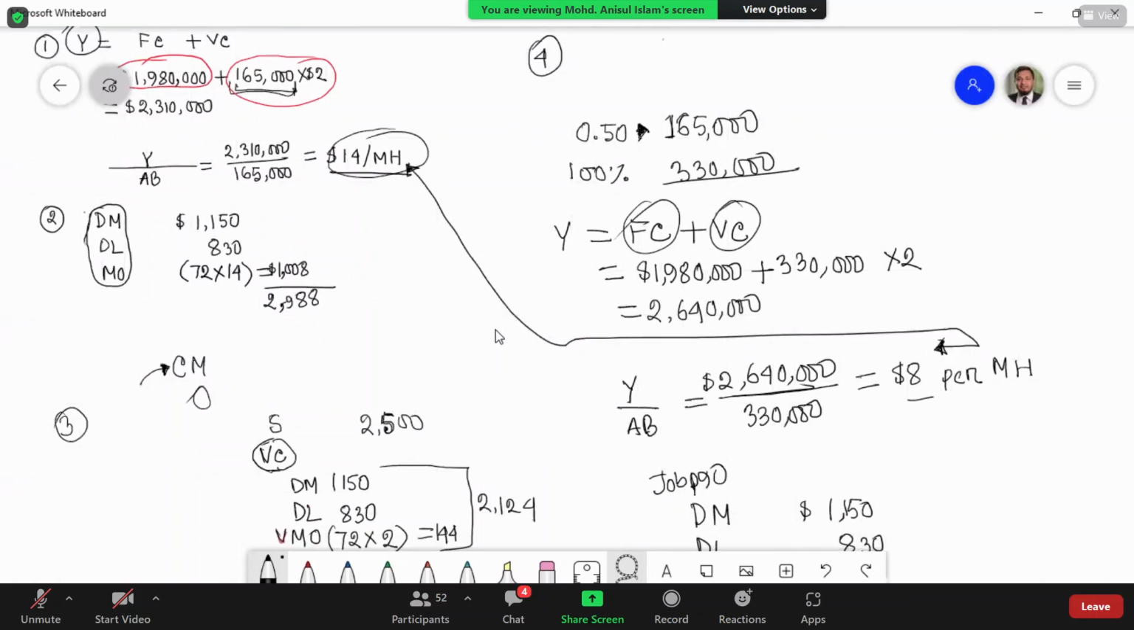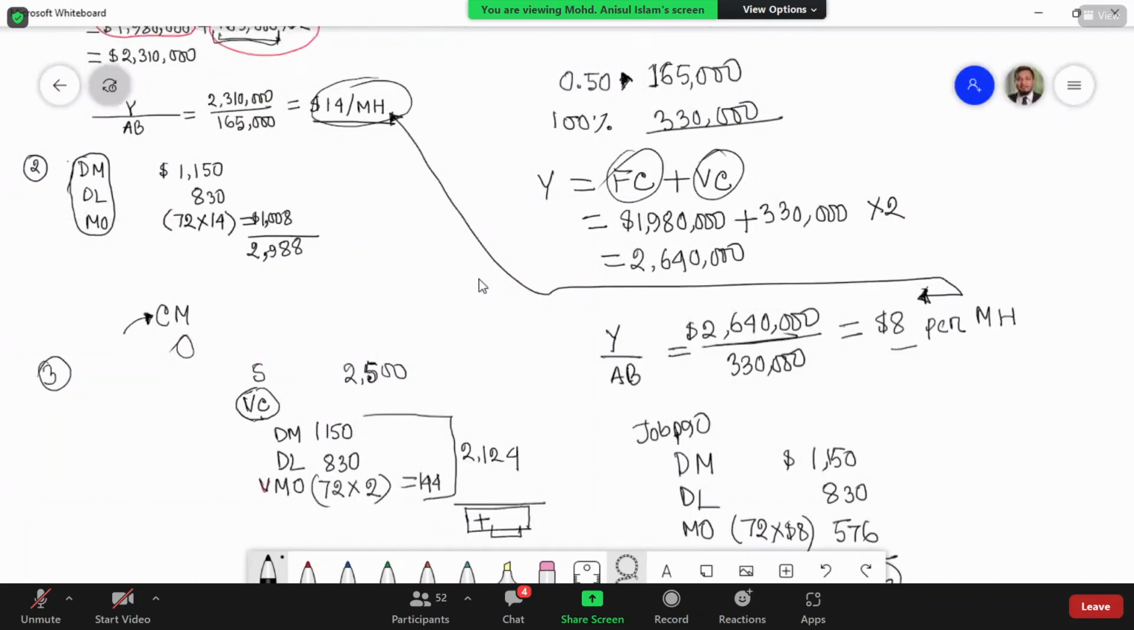But in any way you have to either find out a way to counter, and in number 4 you have to find out a way to support the CFO's argument, okay?